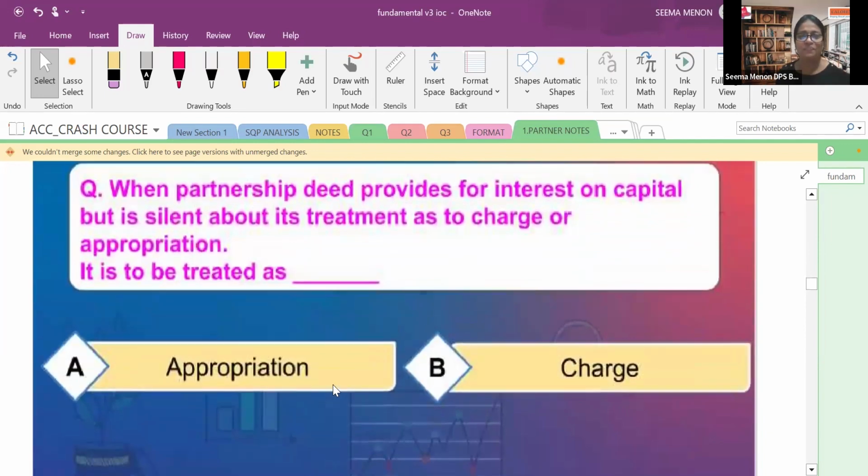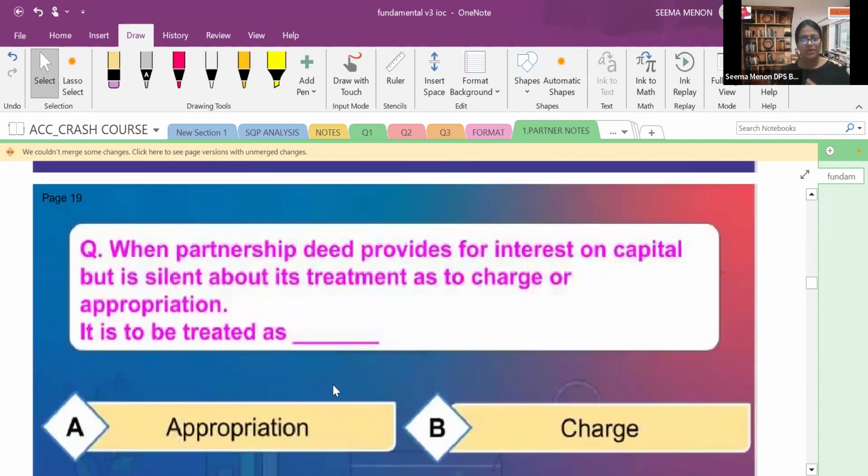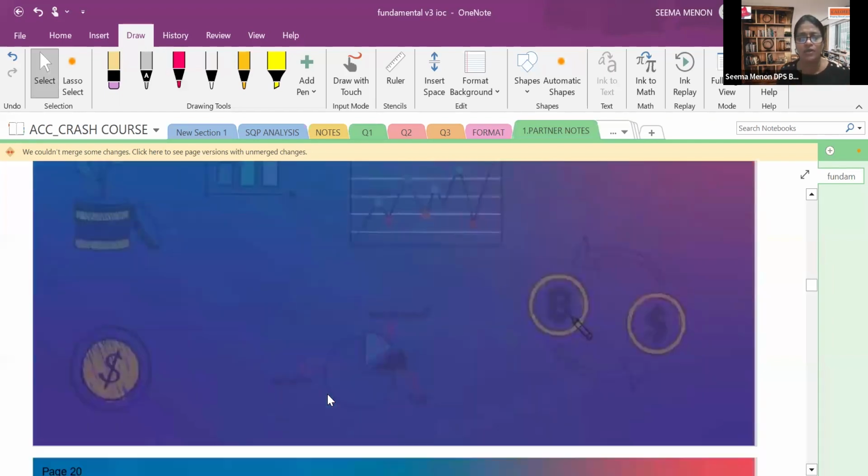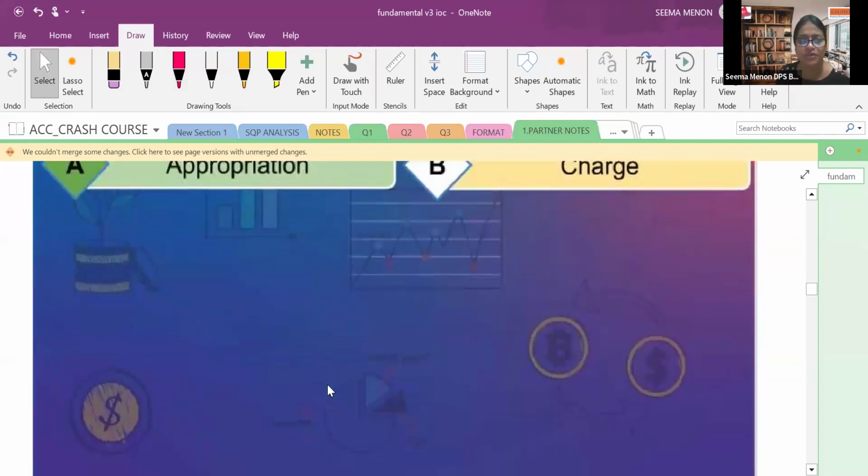So now again, when the partnership deed provides for interest on capital but is silent about the treatment, that is, the deed provides interest on capital but it is not mentioned whether it is to be considered as a charge or appropriation. The deed has given it, but it does not say whether to give it even in loss or only in profit. Then how is it to be considered? It is to be considered that only when there is a profit are you supposed to give it. So which word will we use? Appropriation, right?